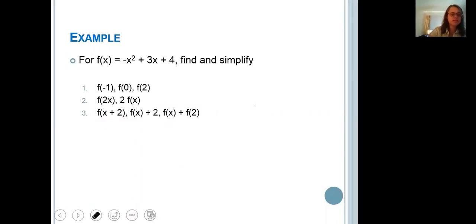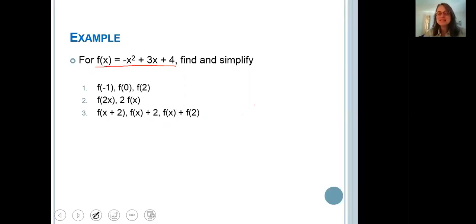So what we have is the function f of x equals negative x squared plus 3x plus 4. What that means is f takes some number, whatever we feed it, squares it, multiplies that squared value by -1, adds that to 3 times that number, and then adds 4 to that.